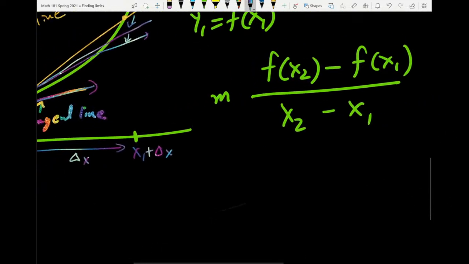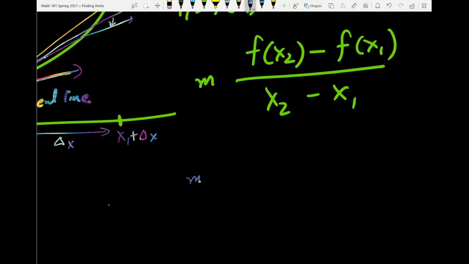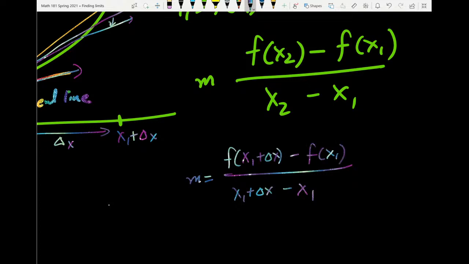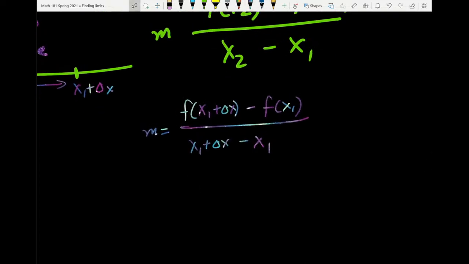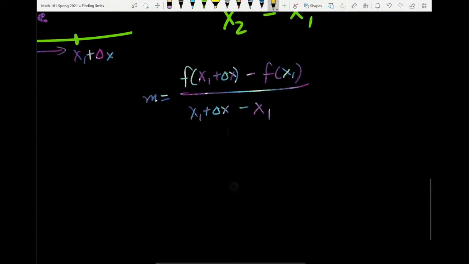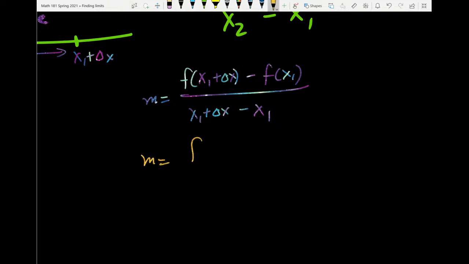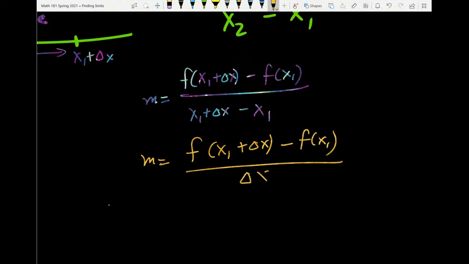So therefore, the slope is going to be what? x plus delta x minus x1 in the denominator. On the top, you write f of x1 plus delta x minus f of x1. Y'all see that? So if I simplify that, my slope becomes what? f of x1 plus delta x minus f of x1, over just delta x.